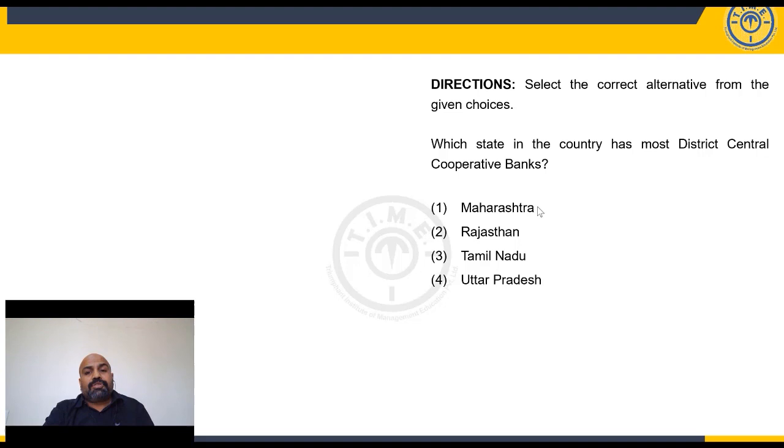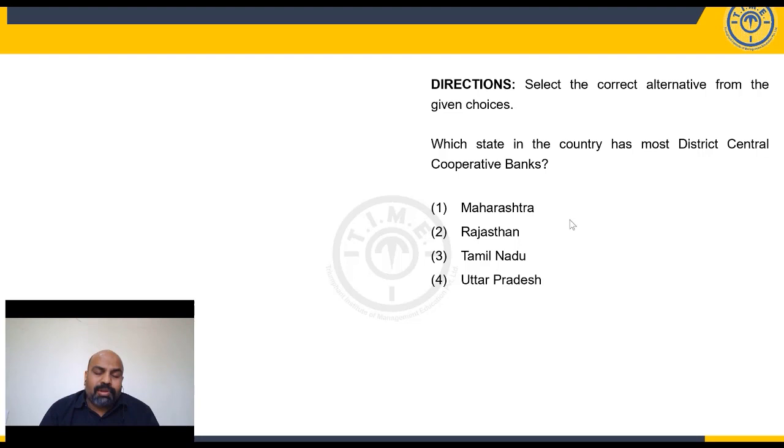Maharashtra's Chief Minister is Uddhav Thackeray. Maha Vikas Aghadi is the name of the coalition in Maharashtra. Okay. Rajasthan's Chief Minister is Ashok Gehlot. Rajasthan is India's biggest state by area, 3.42 lakh square kilometers.